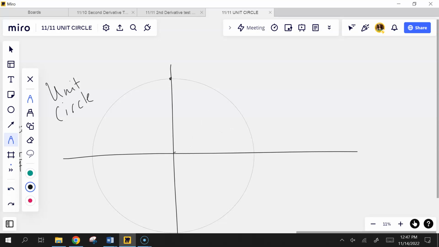My circle's not big. It's definitely not drawn to scale. What's the length of each one of those? 1. Why is it 1? That's what the radius is. It doesn't matter where I go to on the circle, the radius is always 1. Do you agree? I told you because I told you. Okay.